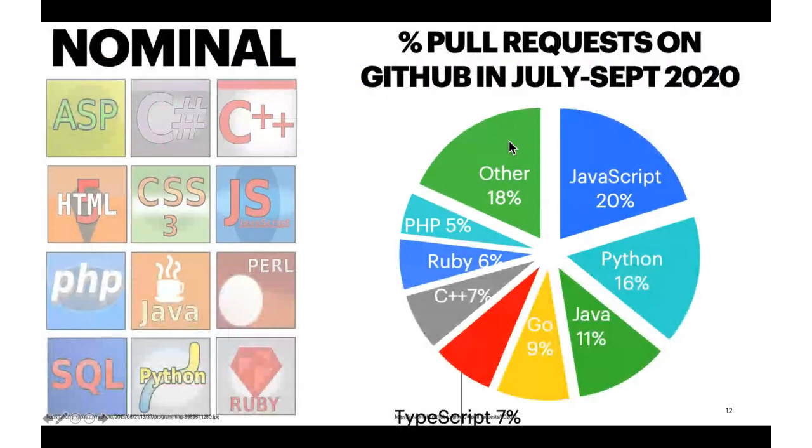So when it comes to describing the nominal data, one usually uses frequencies and percentages. If you like visual things, you can think about pie charts, you can think about tables, you can order those things based on frequencies and so on. So here we see, for instance, the percentage of pull requests on GitHub during the period of July-September 2020, and you see that JavaScript, Python, and Java are the languages.